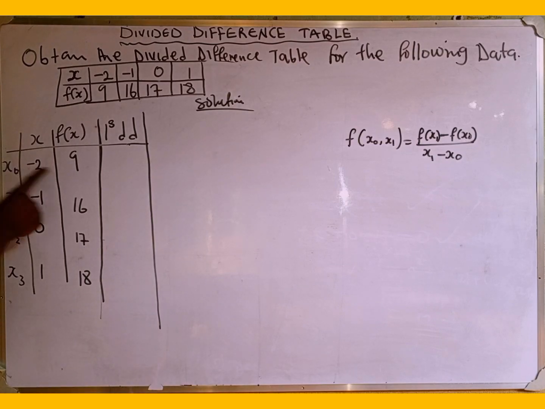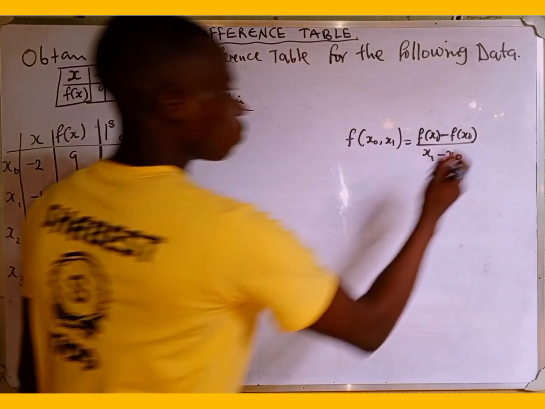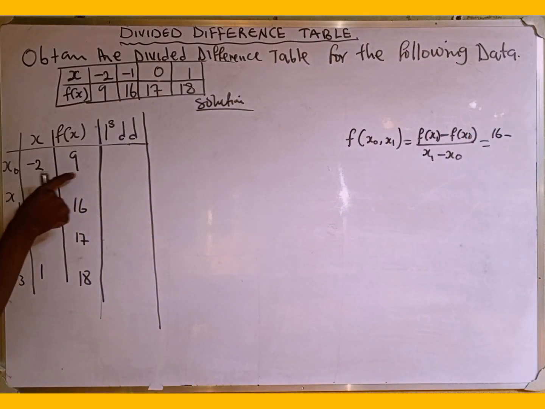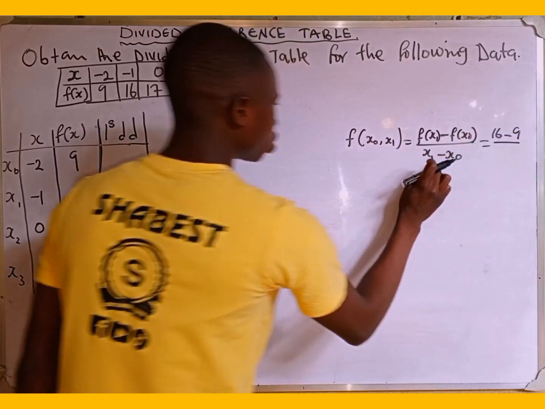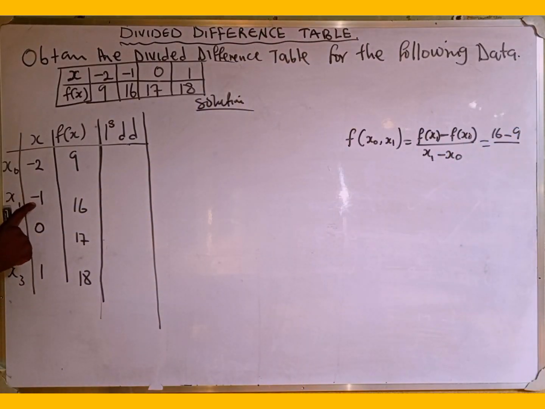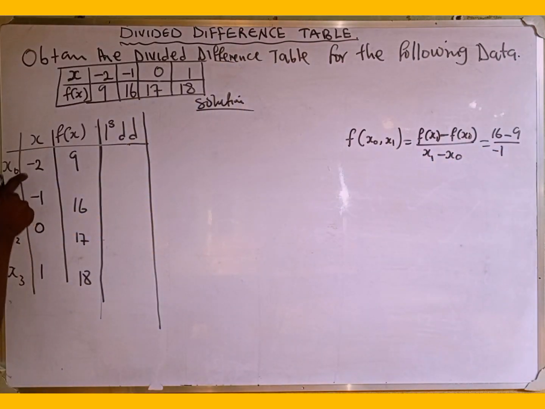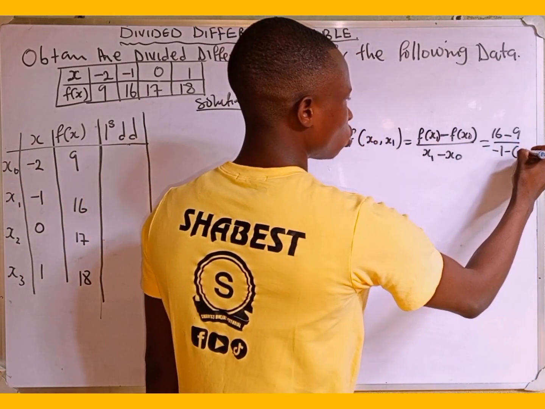So this is x0, f of x0, x1, f of x1. So f of x1 is the first one, which is 16. So we are going to substitute 16 minus f of x0. This is x0, so f of x0 is 9. Then divided by x1 minus x0. This is x1, which is -1, minus x0. X0 is -2, so minus into -2.